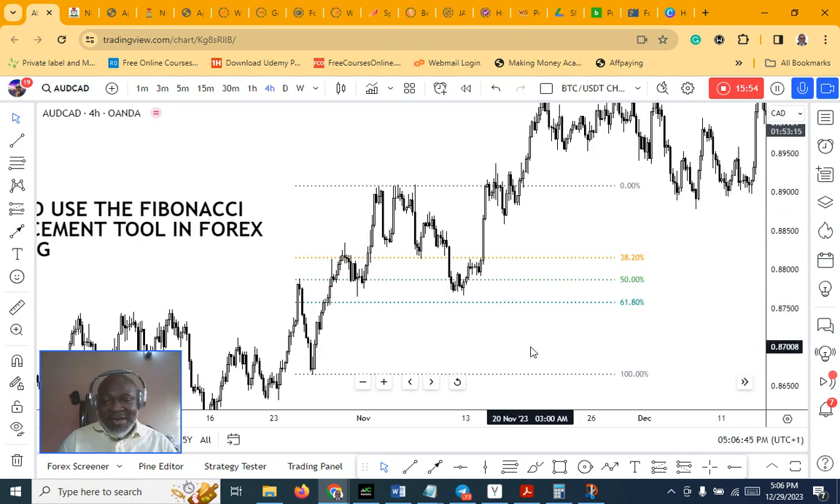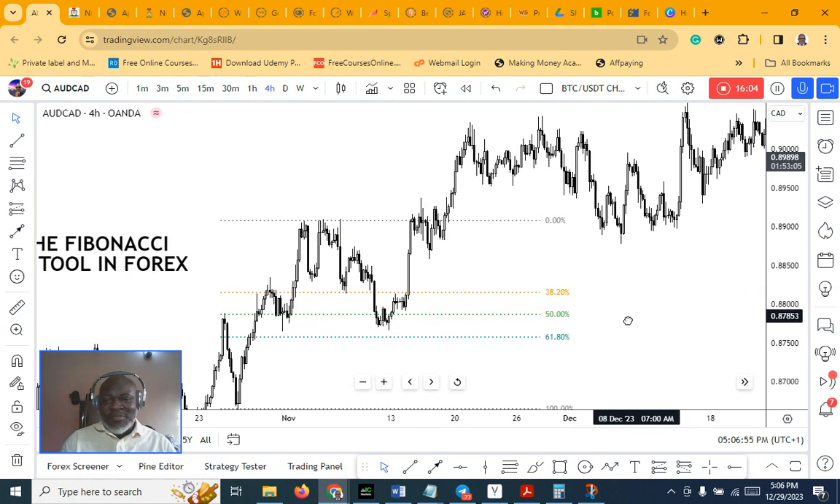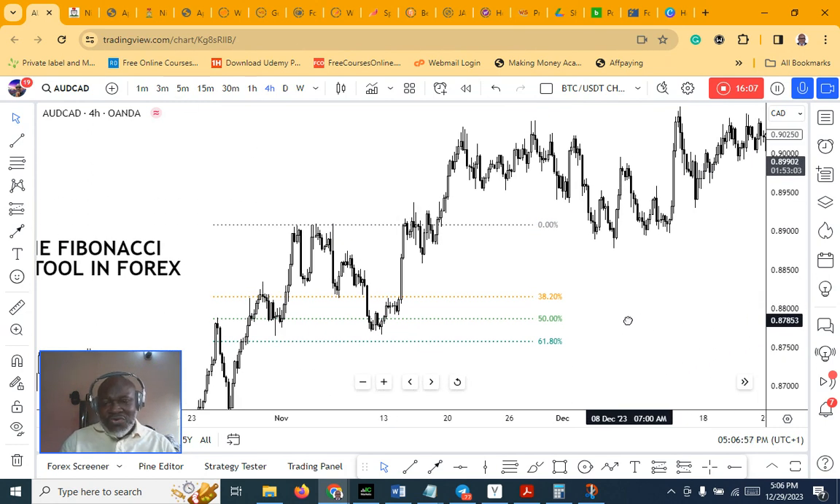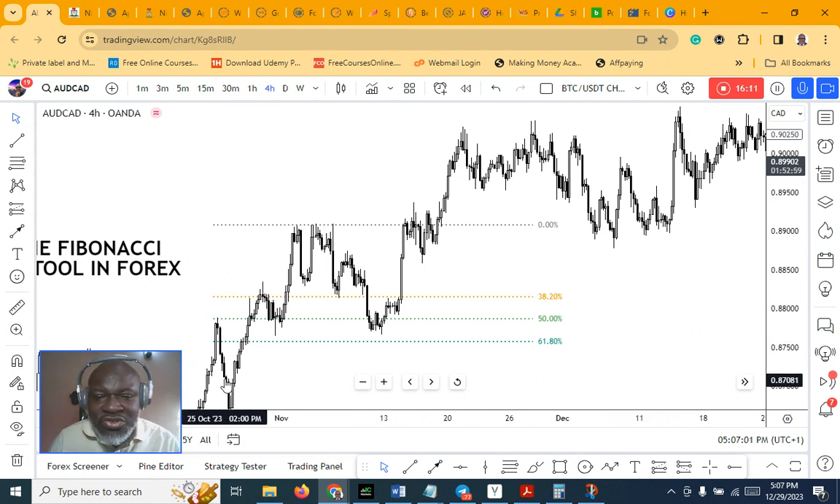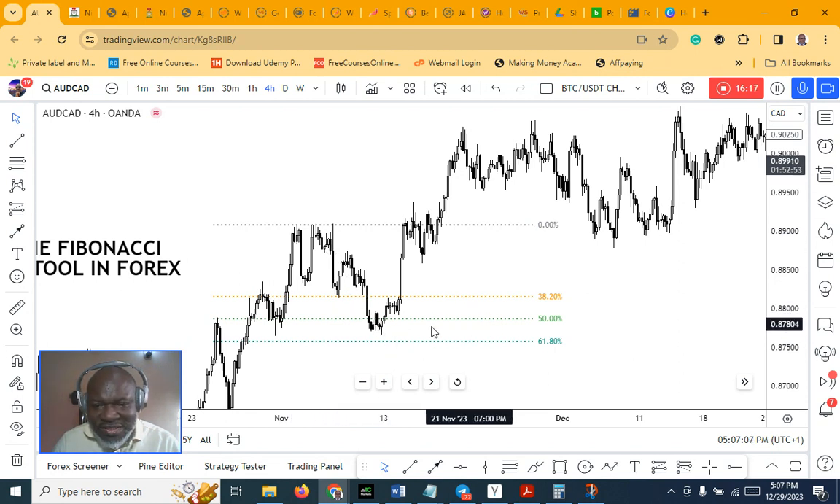Guys, this tool is very, very powerful if you know how to use it. Only use it when the market is trending. When the market is trending, either uptrend or downtrend, pull out your Fibonacci retracement tool. It will show you where to look for entries. So when you draw your Fibonacci retracement tool, you now wait for price to drop into the levels and you look for an opportunity. If price drops into the 50% level, you look for an opportunity.